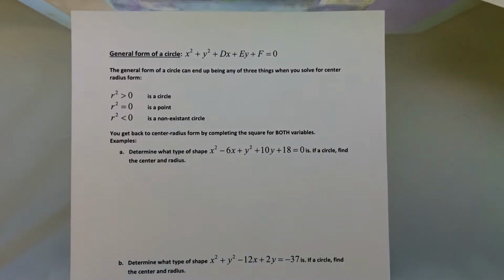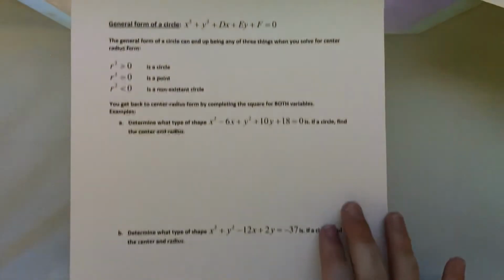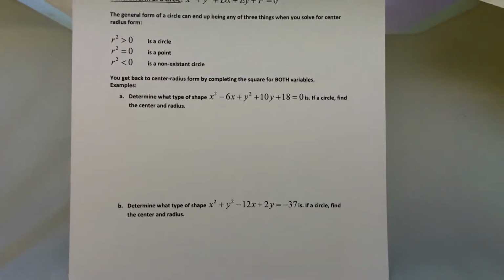If you have a positive r², that means your radius is positive, which means you have a center point and a positive distance out from the center, which will create a circle. If your r² is 0, that means you have a center point and you go out from that center 0, which is nowhere, and therefore you only have that point because there's no circle to make. If your r² is negative, you can't have an imaginary radius, so it's a non-existent circle. So to go back to center-radius form, you have to complete the square on both variables.